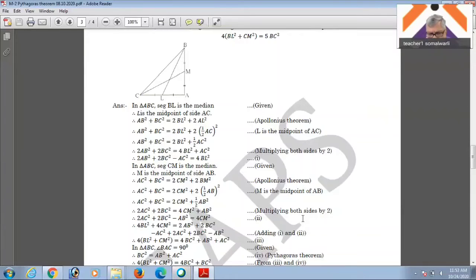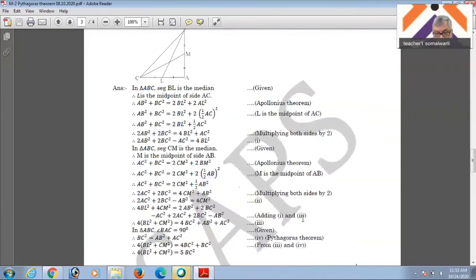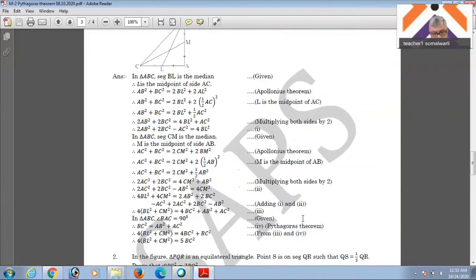Immediately, when we observe AB square plus AC square, you should look to the bigger triangle where we can apply Pythagoras. Yes, in triangle ABC, where angle BAC is equal to 90, we can apply Pythagoras to get BC square is equal to AB square plus AC square.